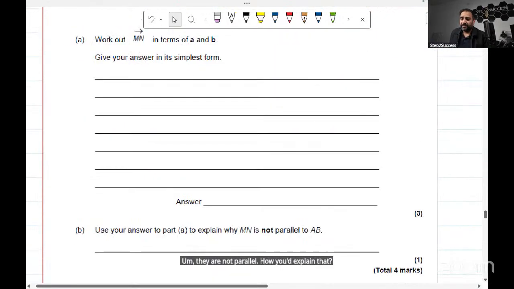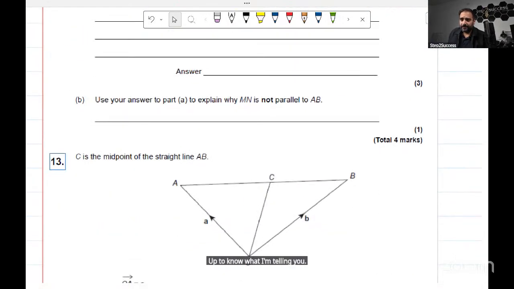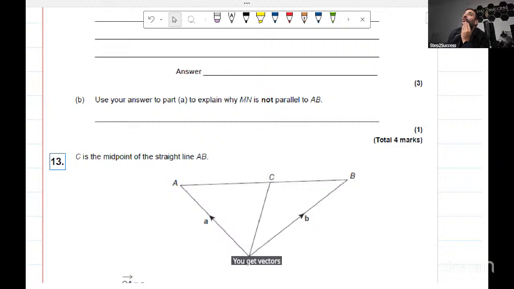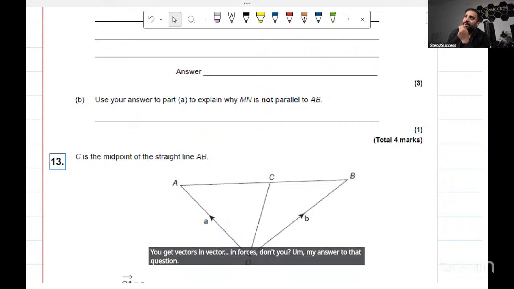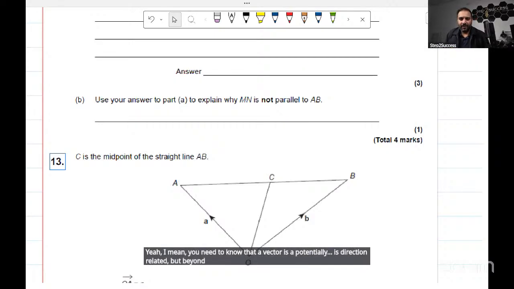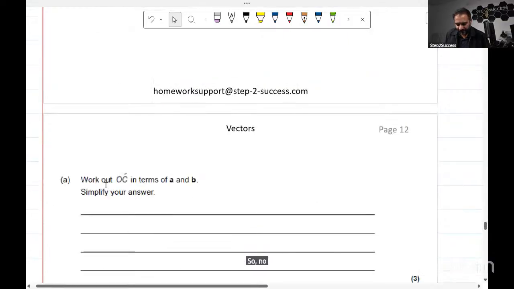I don't know, but I'm telling you, that's what it is. Are these vectors related to the ones in science? You mean in physics, don't you? In physics, you get vectors in forces, don't you? My answer to that question is going to be no, because you certainly don't get anything like this in physics. You need to know that a vector is potentially direction related, but beyond that, no. So no.